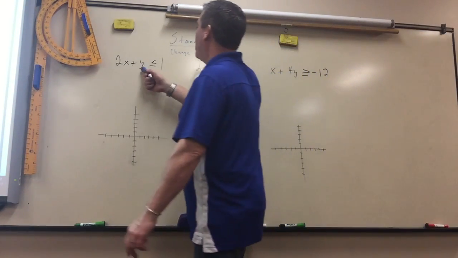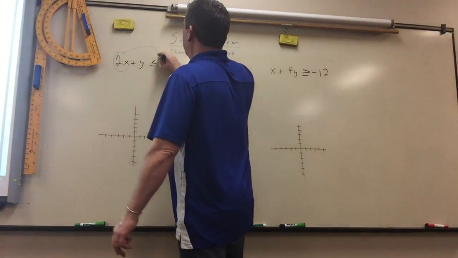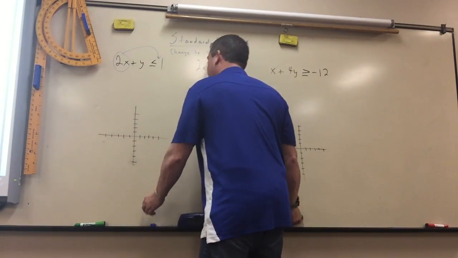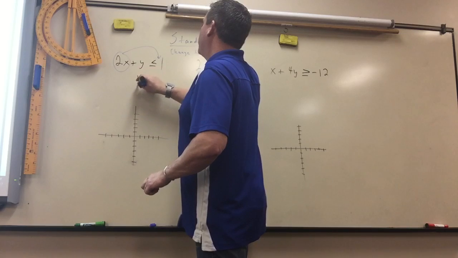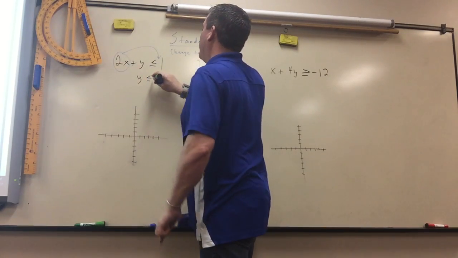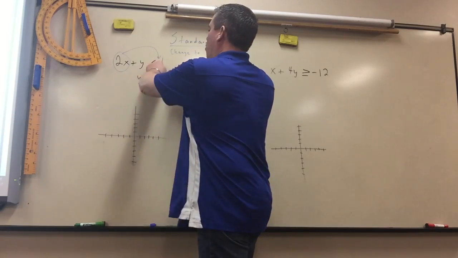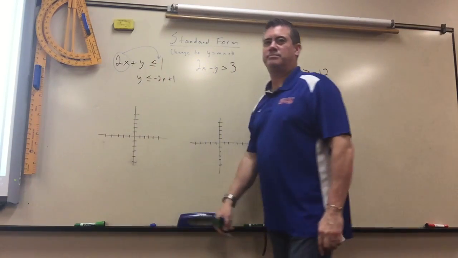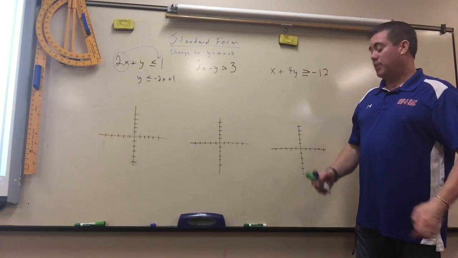In order to get this y by itself, I have to move this over. So the y stays there, the sign didn't change. This changes from positive to negative 2x. The 1 didn't move, so that just stays 1. Now we can graph it.